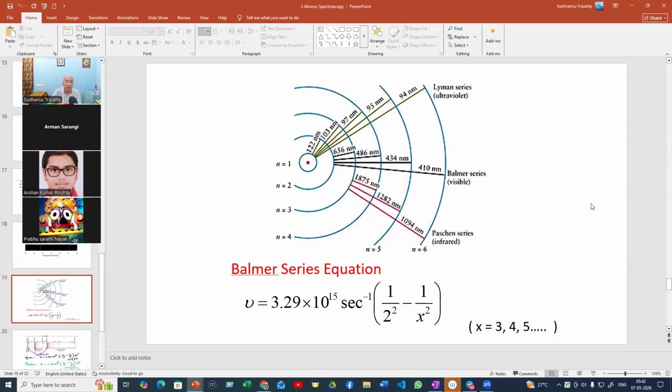In some cases, the atoms in which the solitary, only one electron is there in hydrogen, which was there in the fourth shell, is coming directly to one.